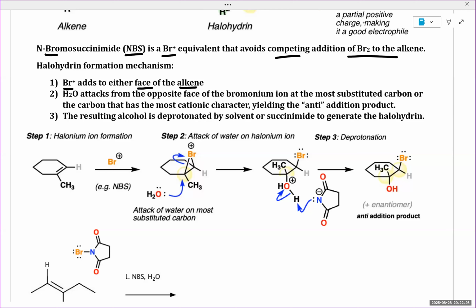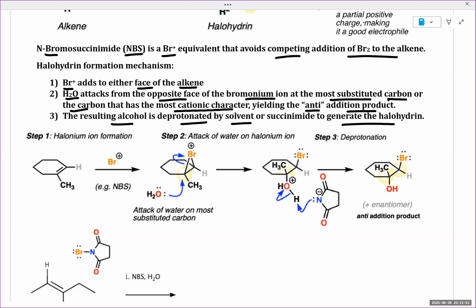From there, once you have your bromonium or halonium ion, water attacks from the opposite face of the bromonium ion at the most substituted carbon or the carbon that has the most cationic character, yielding the anti-addition product. Once you generate your alcohol, the alcohol is deprotonated by solvent to generate the halohydrin.